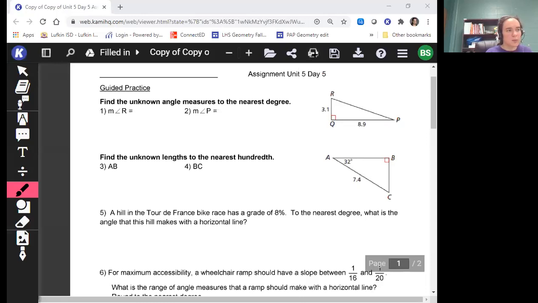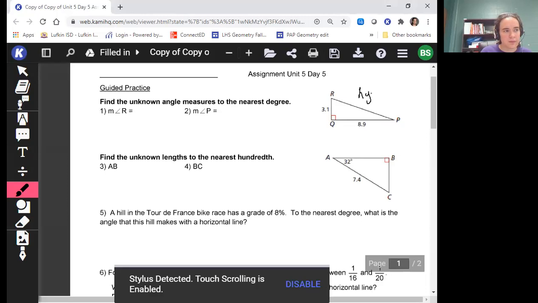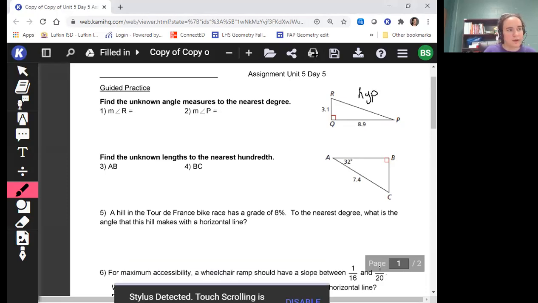So now we're on the guided practice. Remember, on the first two, we're finding the measure of the angles. We need to label our triangle. Across from the right angle is our hypotenuse. And we're looking for angle R first.